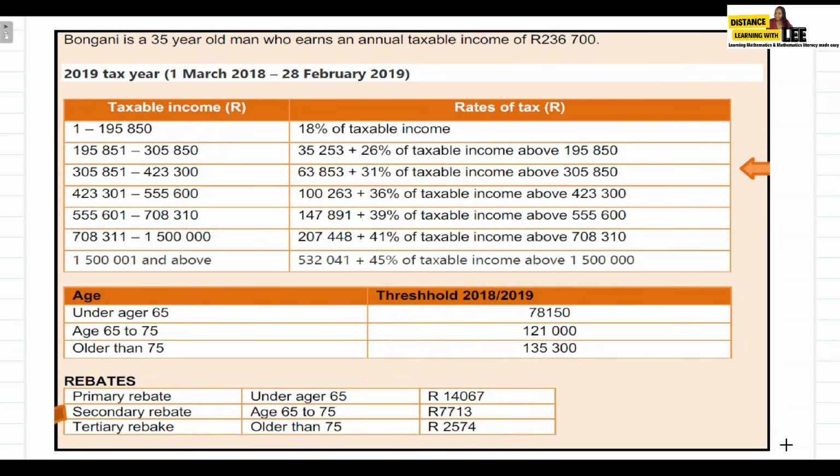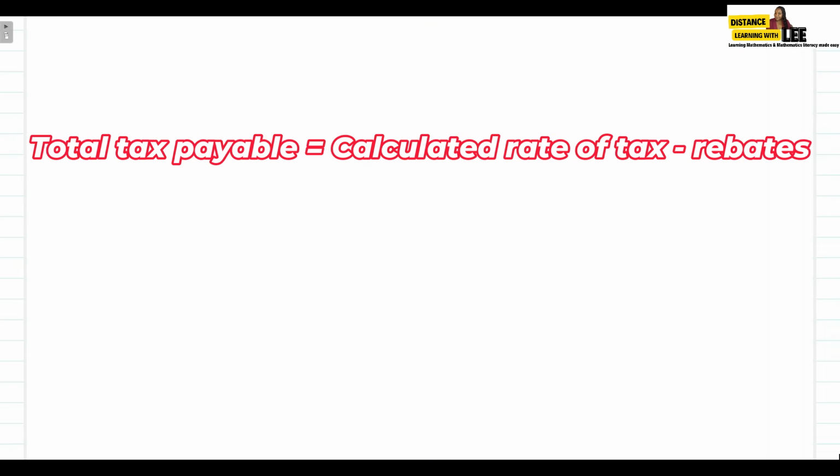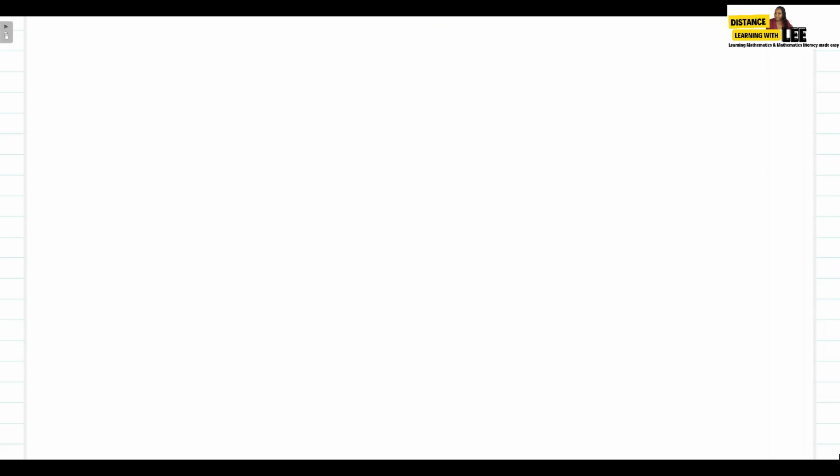What else also affects how much tax a person will have to pay is the rebates. A person's age helps us determine what type of rebates they qualify for. Once we determine the type of rebates that a person qualifies for, we are able to subtract that from the tax that we've already calculated. I'm going to dive deeper into all these definitions.